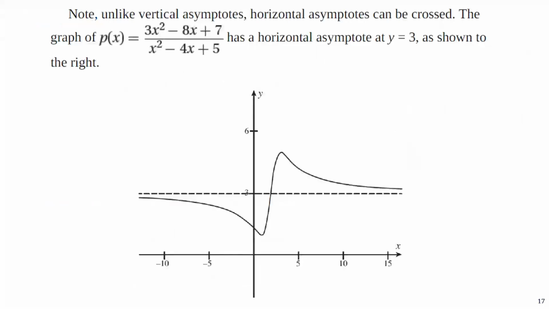Note that unlike vertical asymptotes, horizontal asymptotes can be crossed. The graph, for example, p(x) equals 3x squared minus 8x plus 7 over x squared minus 4x plus 5 has a horizontal asymptote at y equals 3 as shown to the right.